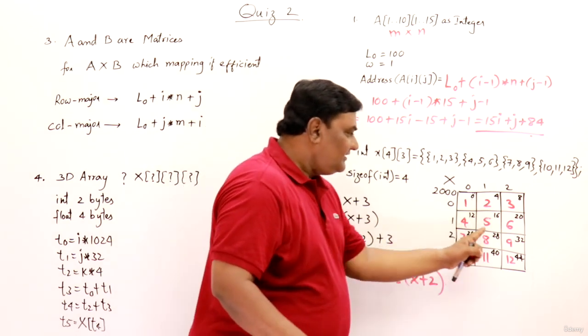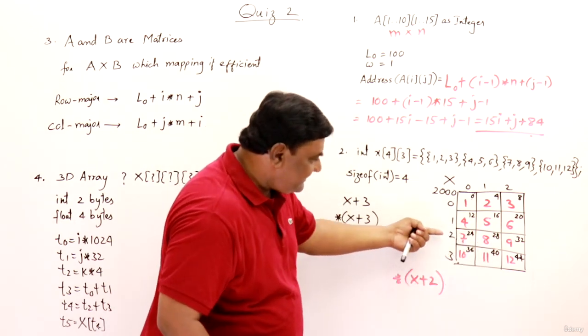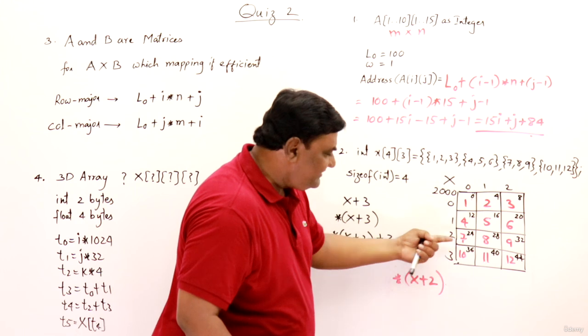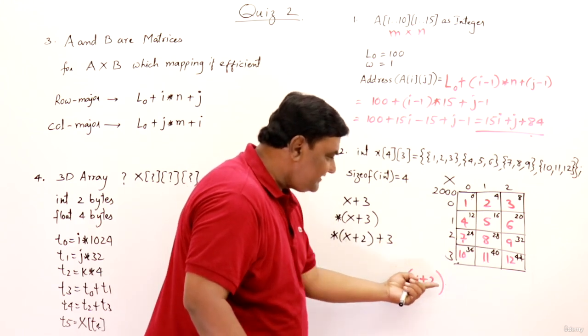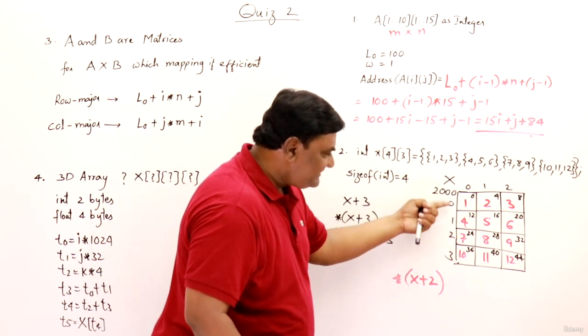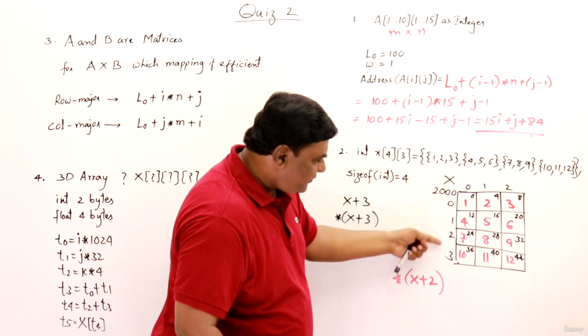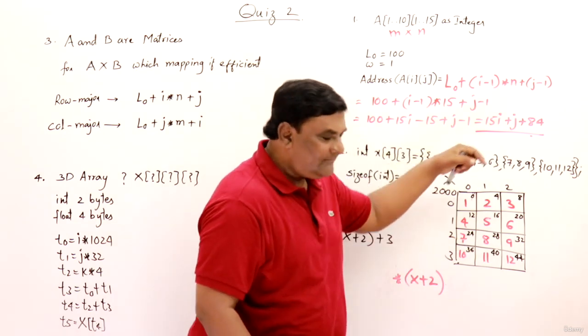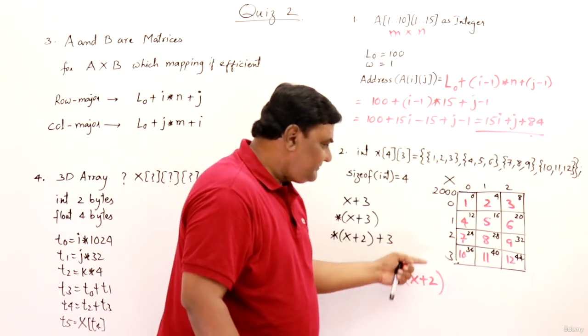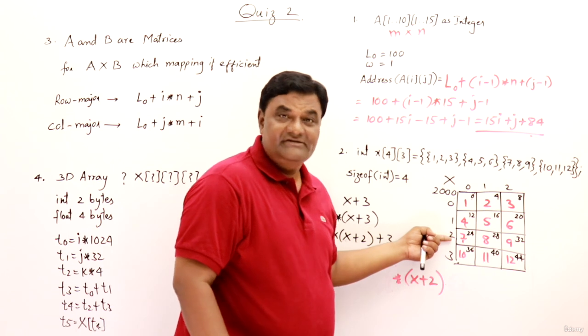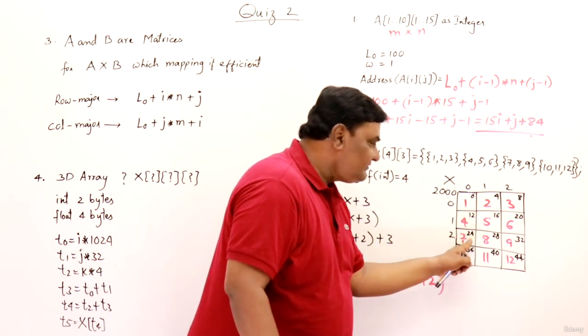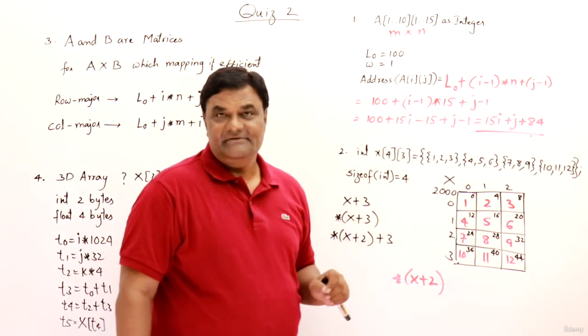Next, if I remove this plus 1, it means it will not go to this row 1. Then whose address do I get? I get the beginning address of this second row. X plus 2 means this is the second row. So the first plus is for row and the second plus was for column, right? So if I say x plus 2, I'll get the beginning address of the second row, that is 2024. This is what I get.